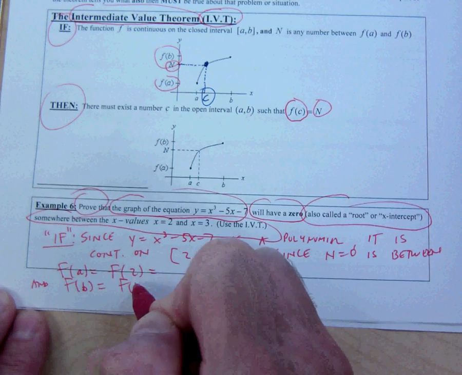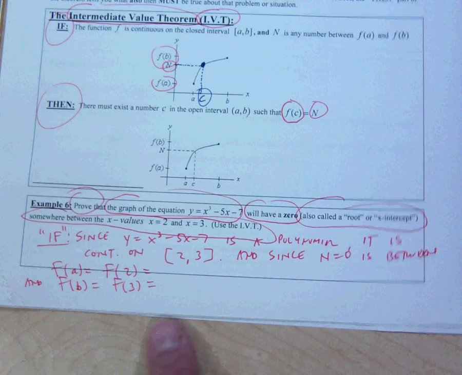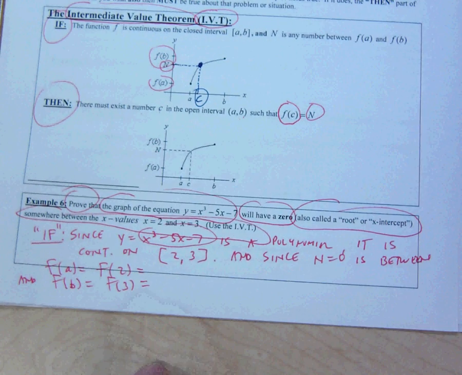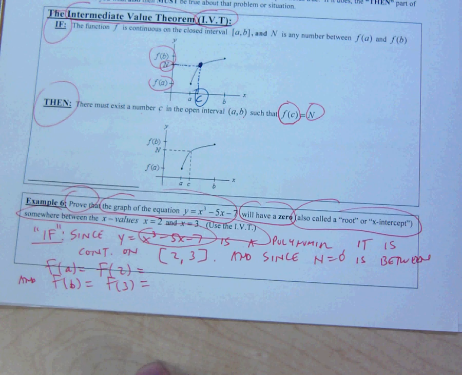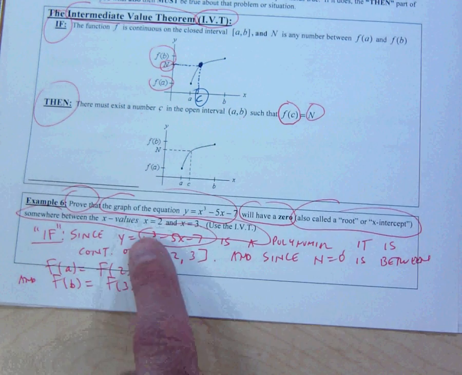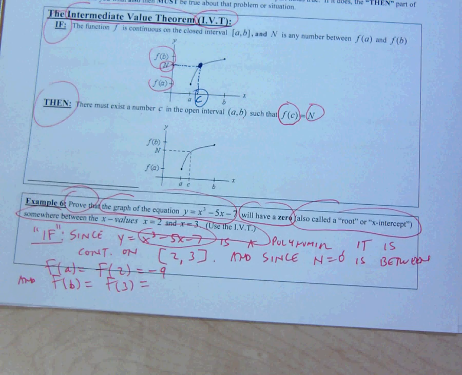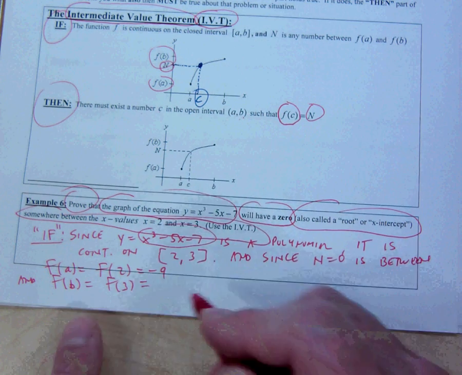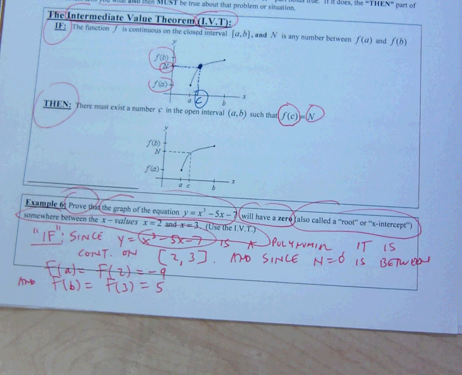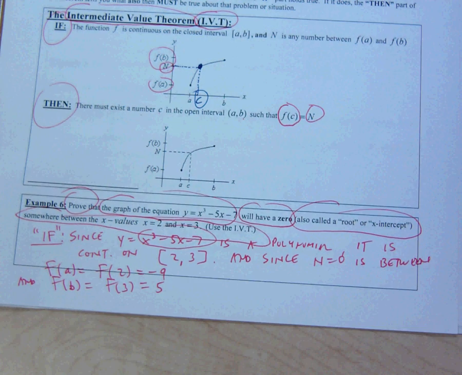Well, let's see if it is before I go any further. Okay, what's f of 2? Everybody put a 2 in there, quick. What do I get? 8 minus 10 minus 7, which is negative 9. Okay, quick, put a 3 in there. What do I get? 27 minus 15, which is 12, minus 7 is 5. What do you think? Is 0 in between negative 9 and 5, guys? Everybody, is 0 between negative 9 and 5? Yes, it is.